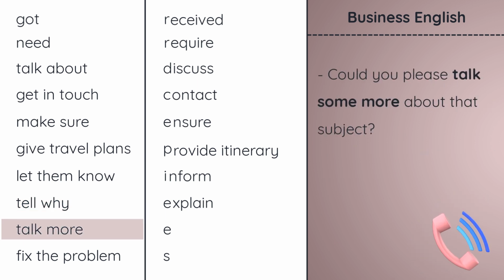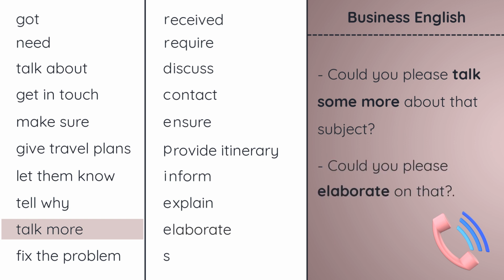Could you please talk some more about that subject? Could you please elaborate on that? Now, this is actually a very useful word if you go to a conference or a meeting and you want someone to speak some more about a particular point or issue. It's a good kind of question to learn. So, to elaborate means to speak more or talk more, give more information.